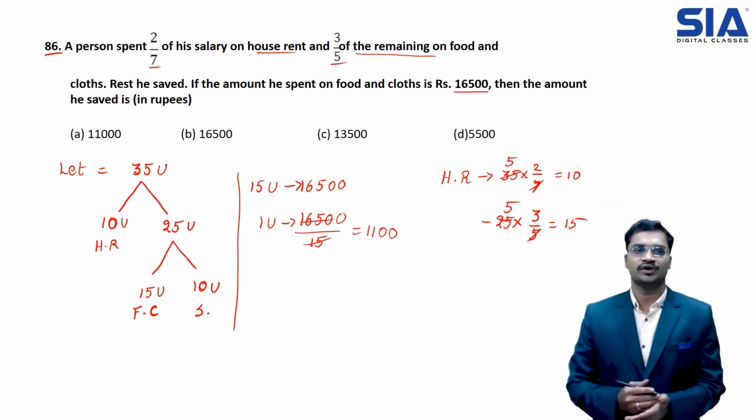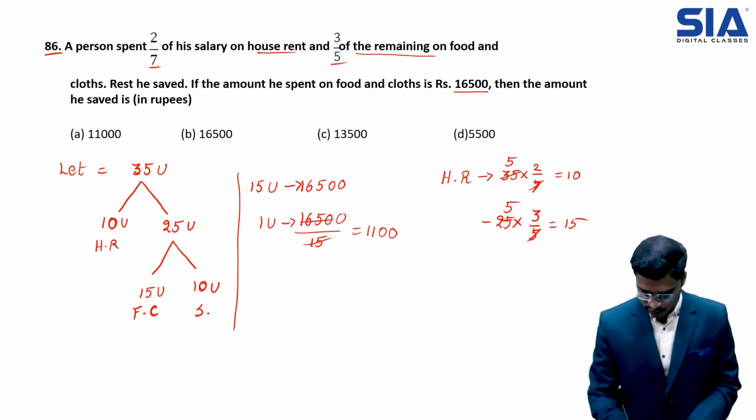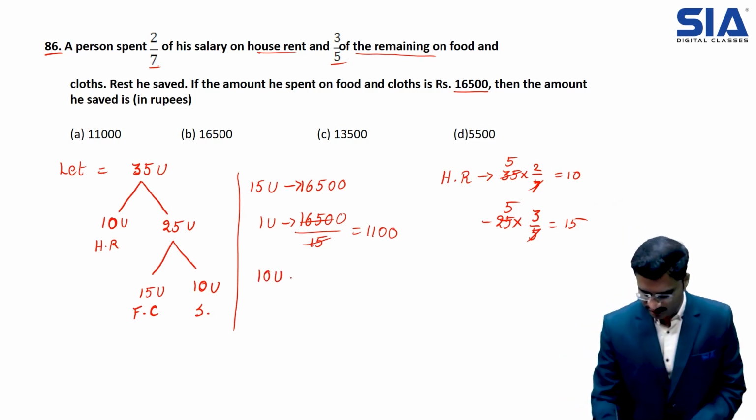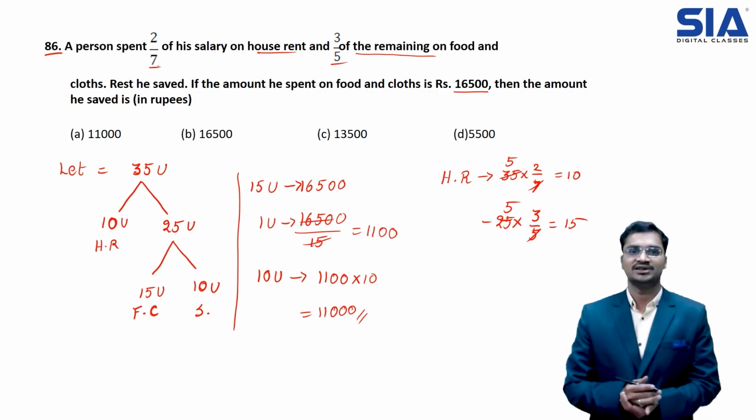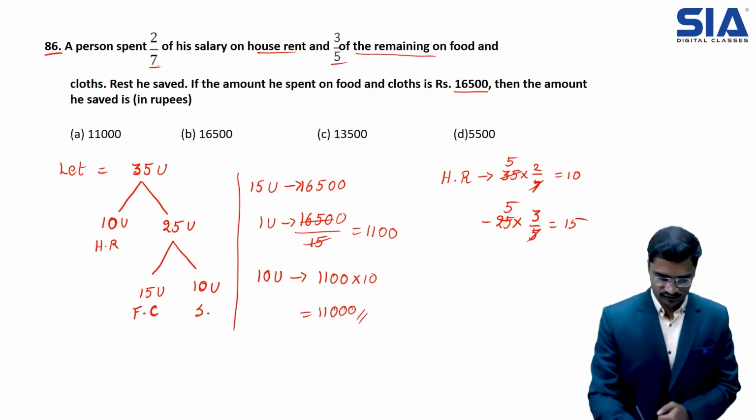Now what should we find? We should find the amount he saved. So he saved 10 units. Our answer is 1100 multiplied by 10, which is 11,000. So he has saved 11,000 rupees, which is option 1.